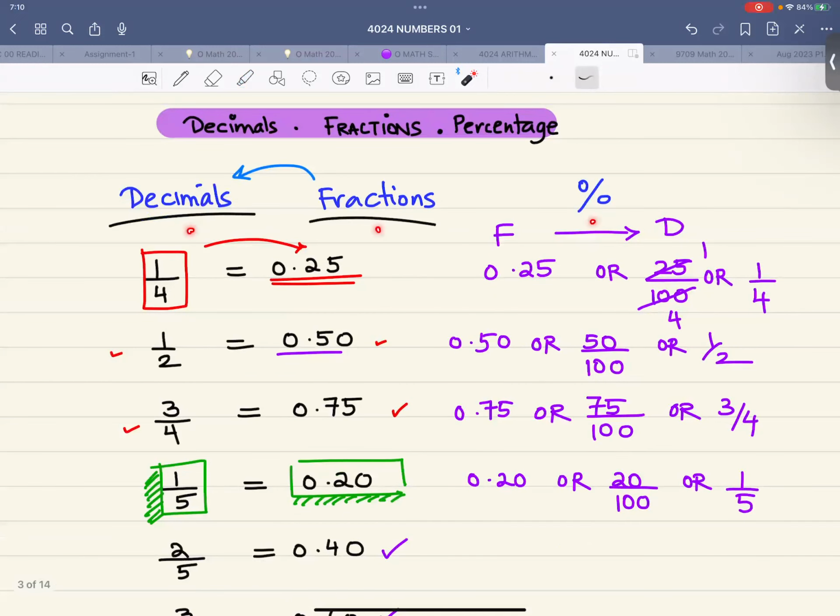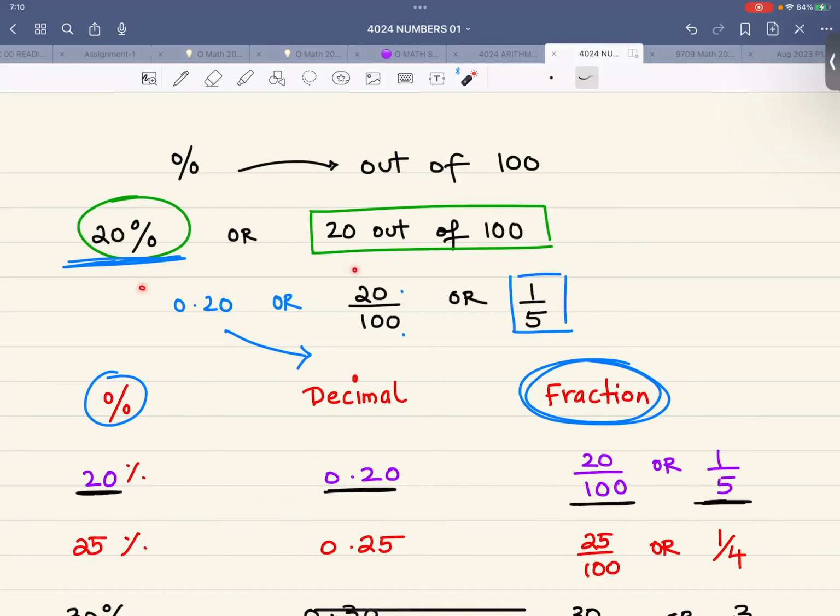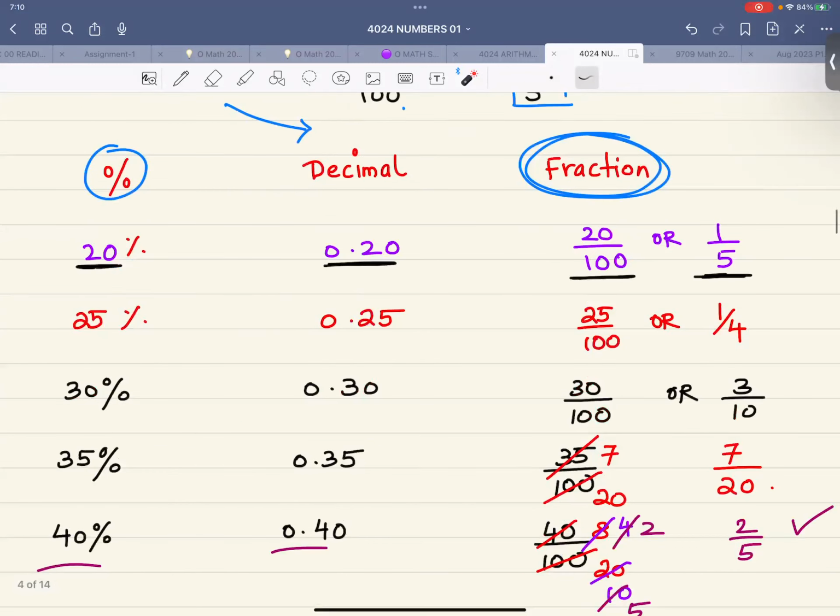Decimals, fractions, percentage, this is what we went through. And then percentage means out of 100. 20% is 20 out of 100. So we converted a percentage into decimals, into fractions. And this is what we were doing. And then we were talking about ratio method.